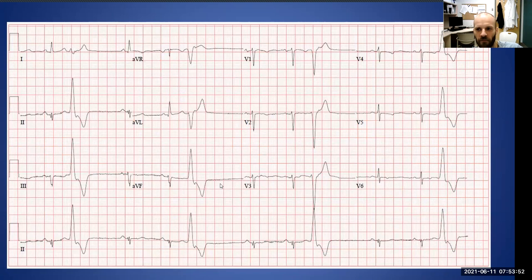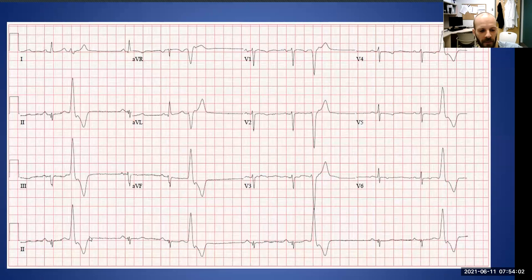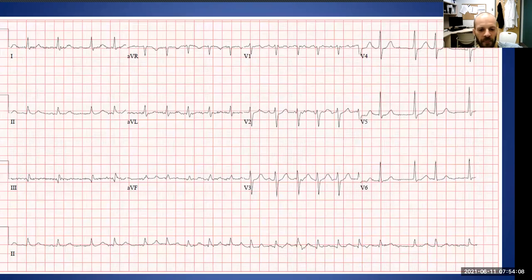What about this one that Anne interpreted for us? Yeah, PVCs. Yeah, frequent PVCs. Absolutely. So it's regularly irregular caused by frequent PVCs. Very good. Okay, let's look at something that we haven't seen yet. What's this one?